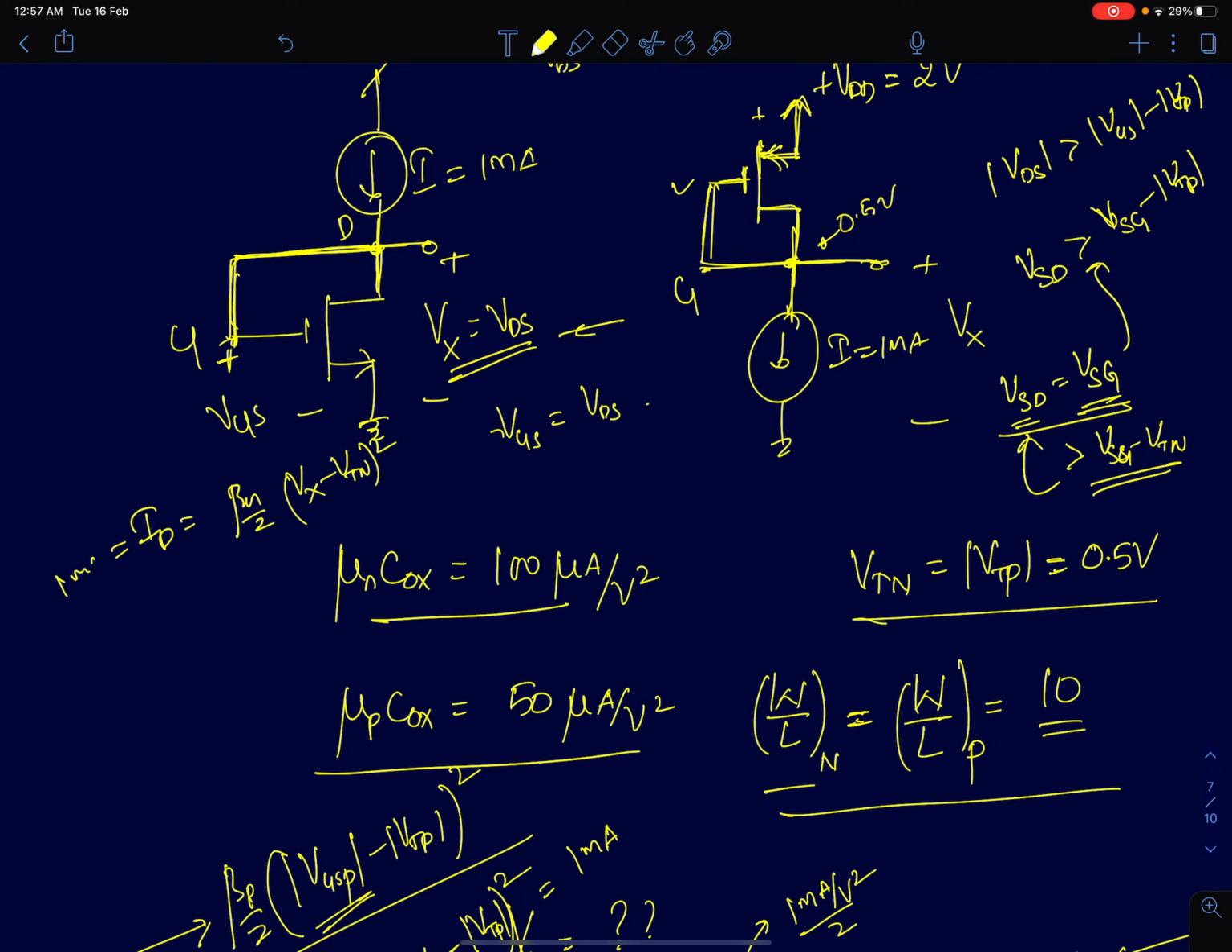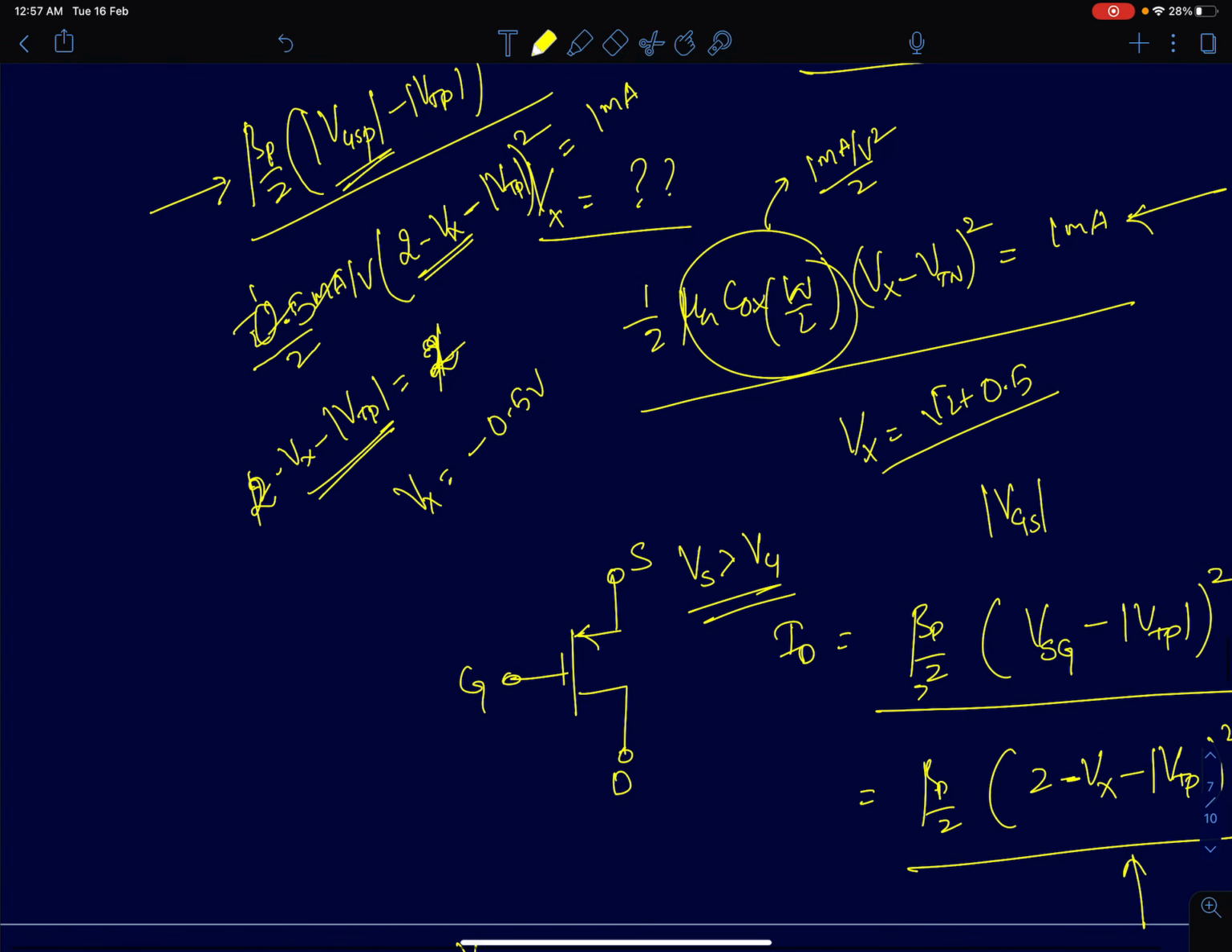Drain current is 1 milliampere. You can directly solve this equation. Beta n is fully given. Beta n is mu n Cox into W by L n. It's given to you, so from that you can easily calculate the value of Vx. The value of Vx turns out to be root 2 plus 0.5.